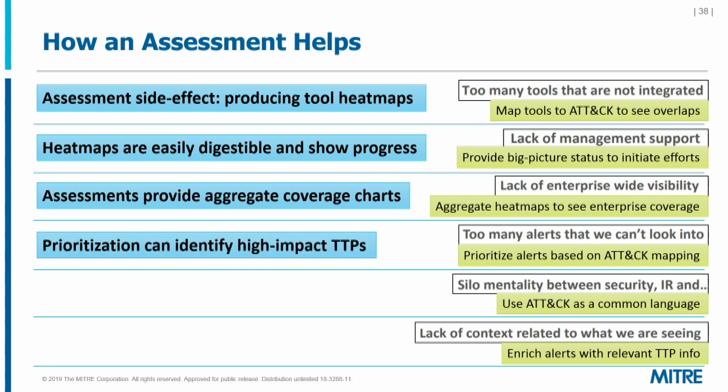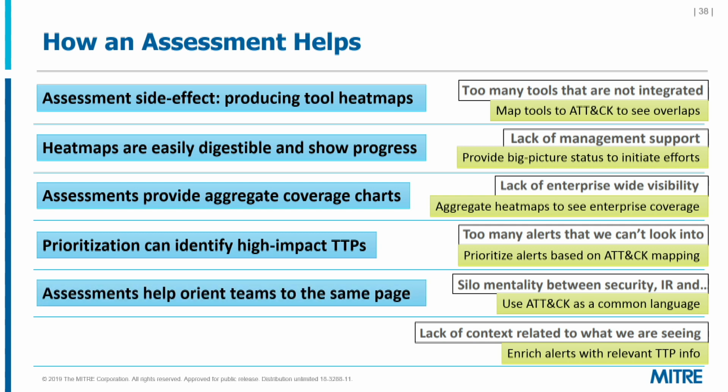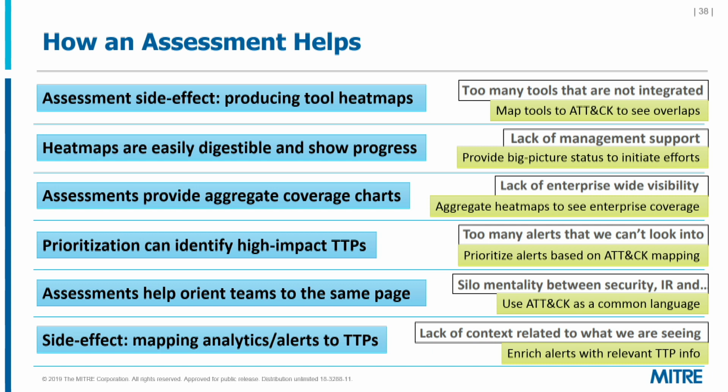Prioritization, as part of this process, you can identify high impact TTPs, and that can help you understand which alerts you should potentially care about more. And then assessments also help orient teams on the same page. If you say, all right, we're all siloed, we're all doing something different, I'm going to go and do an assessment, look at each team, see how we can improve their operations and see how we can integrate ATT&CK, you can start bringing some people together. And then lastly, when you're having a problem understanding the context for alerts, one of the side effects of running an assessment is you're going to map your analytics and your alerts to the ATT&CK TTPs, and so you're able to do that enrichment when you're rolling everything together.